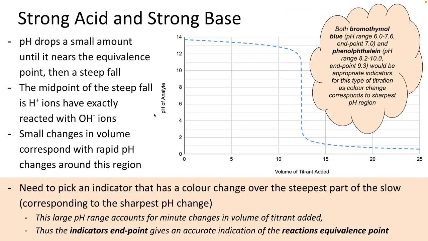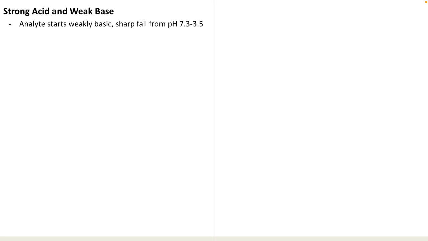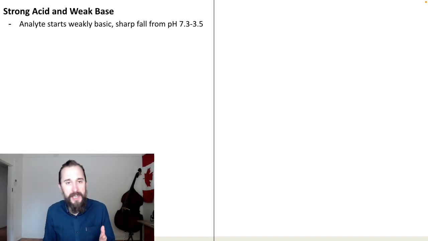Let's keep looking at some other combos. What about if we have a strong acid and a weak base? Well, I'm going to describe it and then I'm going to ask you to draw it. How's that? So the analyte, what we've got in our conical down the bottom, the unknown, starts weakly basic.